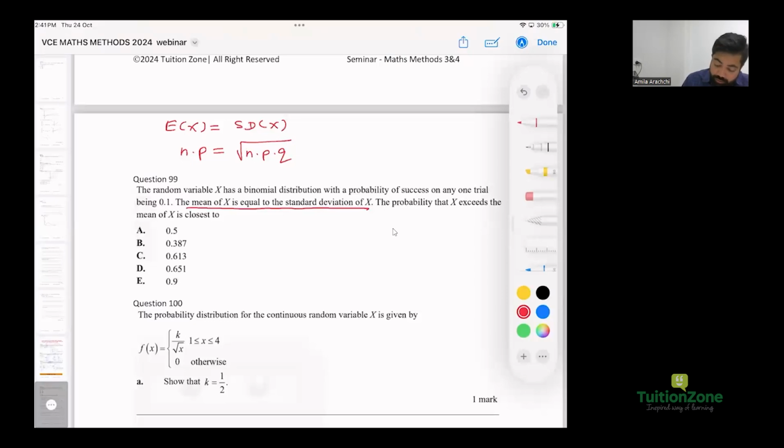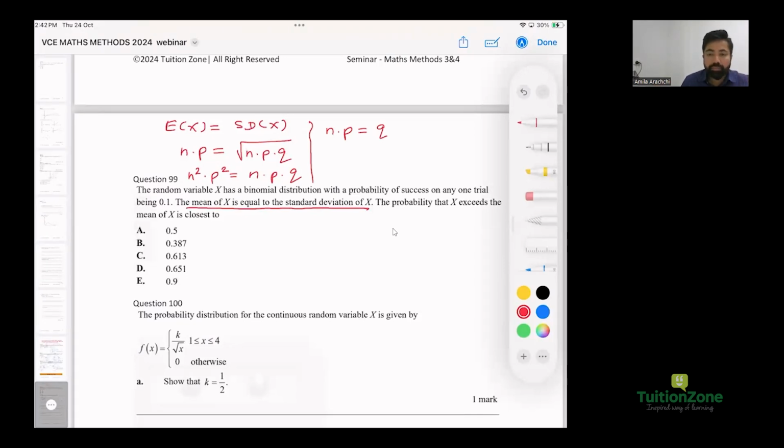Square both sides. So n squared times p squared is equal to n times p times q. Try to simplify. What do you end up getting? You can cancel a few things, isn't it? np is equal to q. Is that true? Just normal cancellation. So n times p is equal to q. You found a connection.